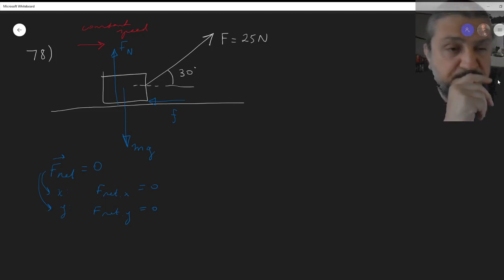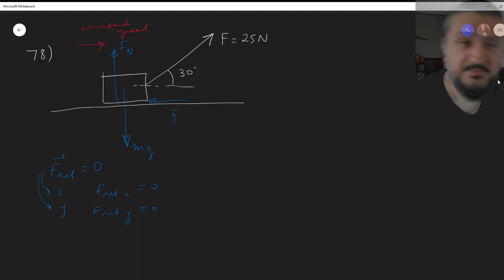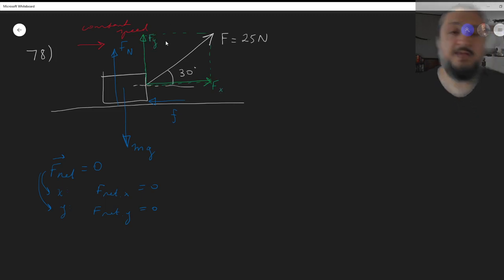Okay, so I'm not going to draw a separate free body diagram because I already have all the forces now. I'm just going to show the components of F. In addition to this, let's use green. If you draw a box around F, okay, you will recognize these sides as the component vectors. Okay, so this will be Fx, this will be Fy.